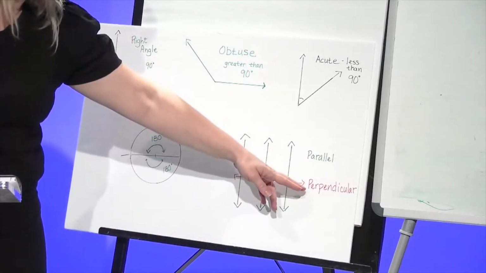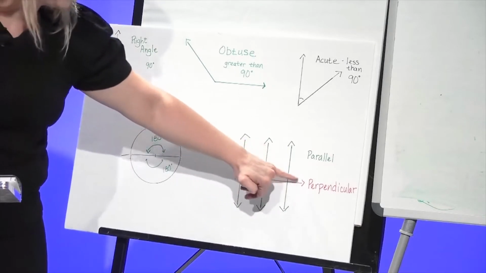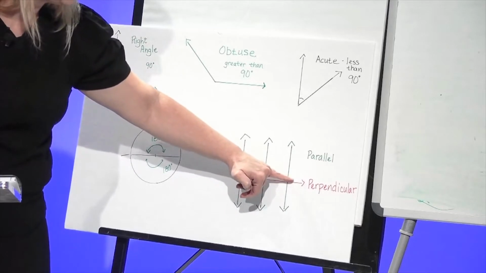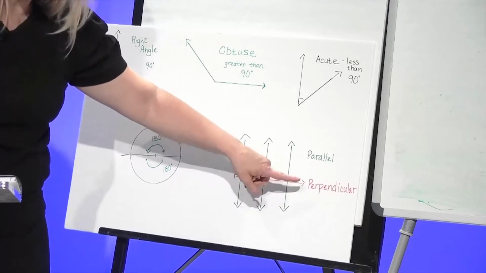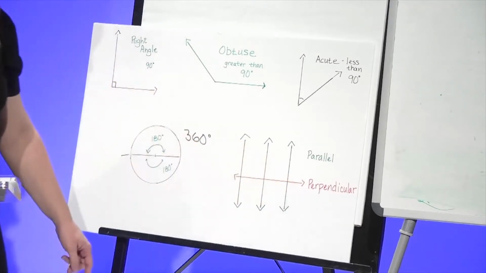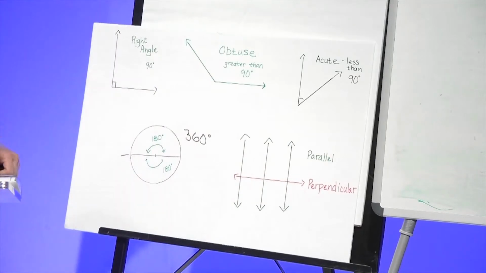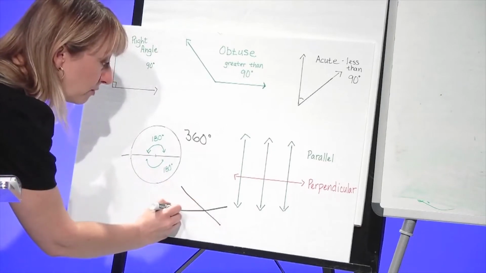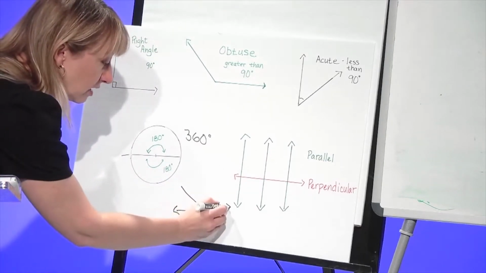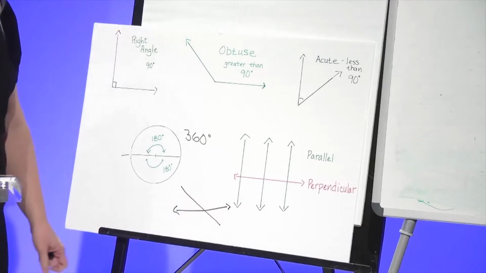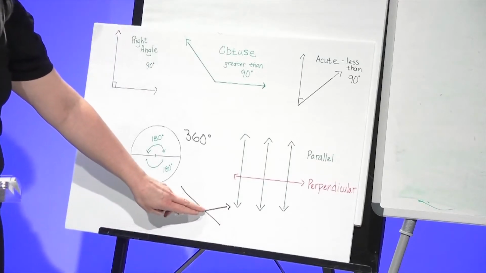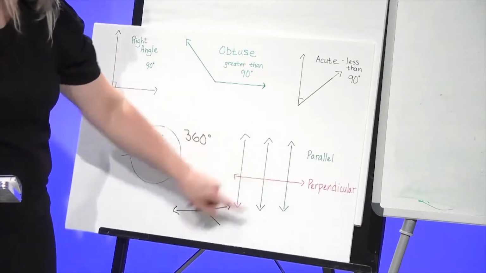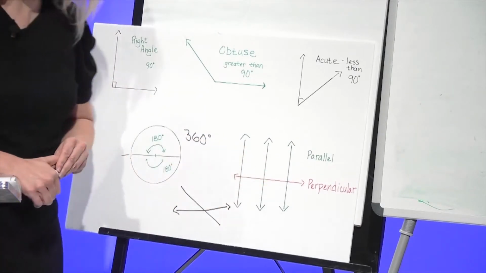And then perpendicular means two lines that intersect form 90-degree angles all the way around. So they're only perpendicular when they form those 90-degree angles. If you have two lines that cross but do not form 90-degree angles, those are simply intersecting. So this would not be perpendicular because it doesn't form 90-degree angles. Only when it forms those 90 degrees is it perpendicular.